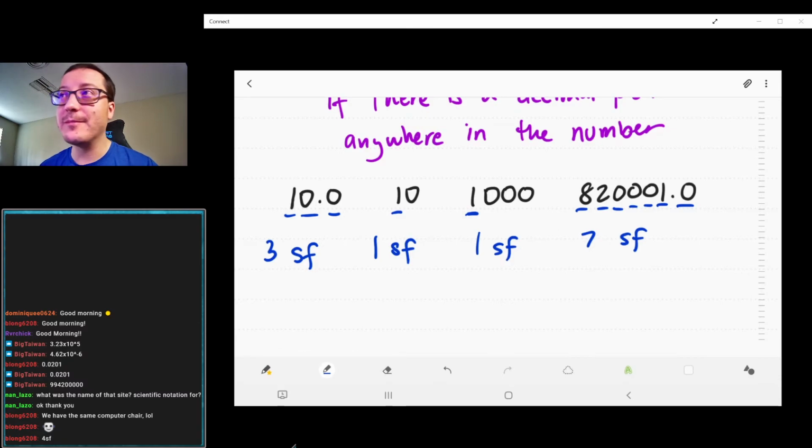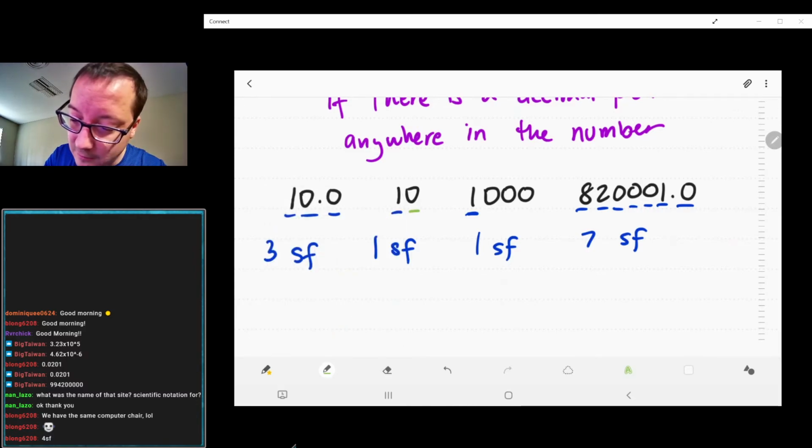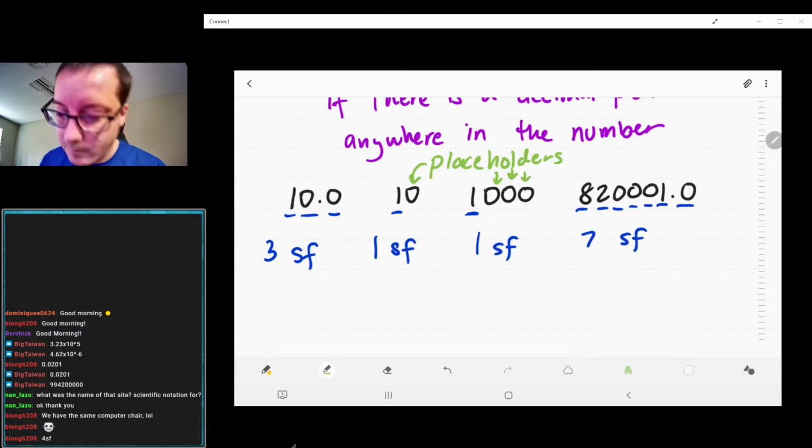So zeros can be important even if they're not significant because they need to be able to tell us how big or how small a number is. So those are called placeholder zeros. Let's do that in green. Oh, let me not underline them. All these zeros there are important because they are telling us how big the number is. However, they are not significant digits.